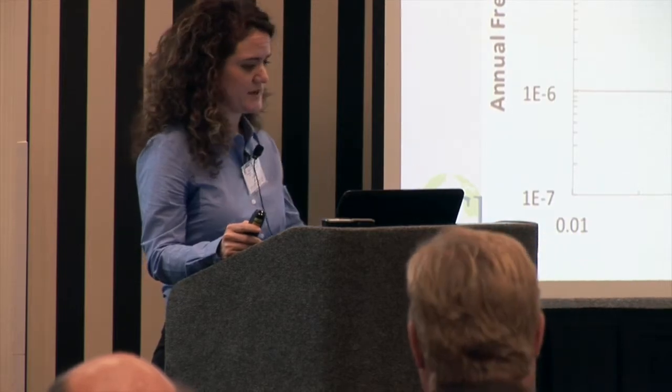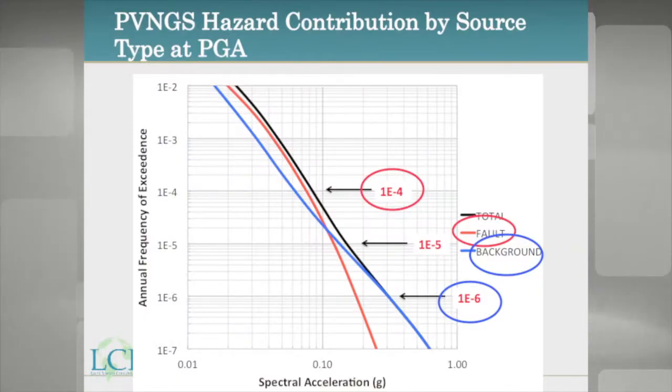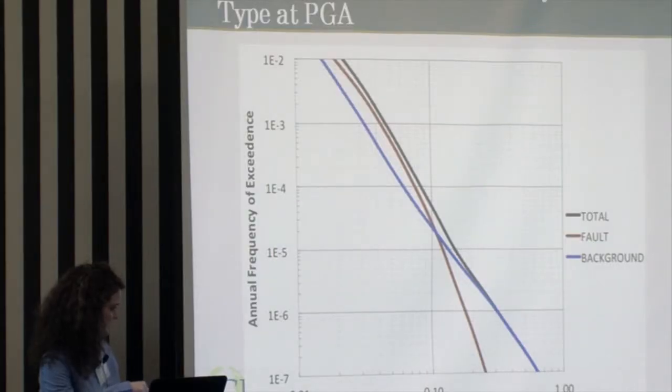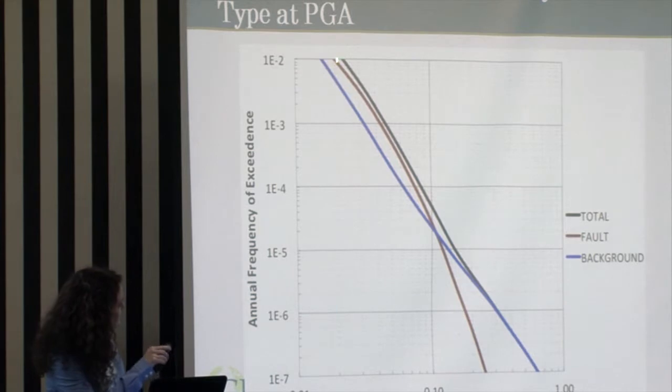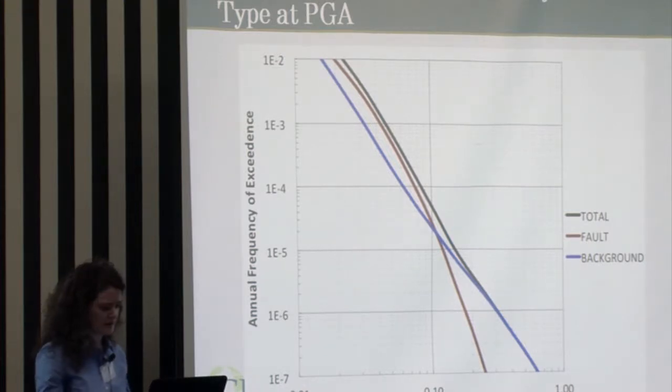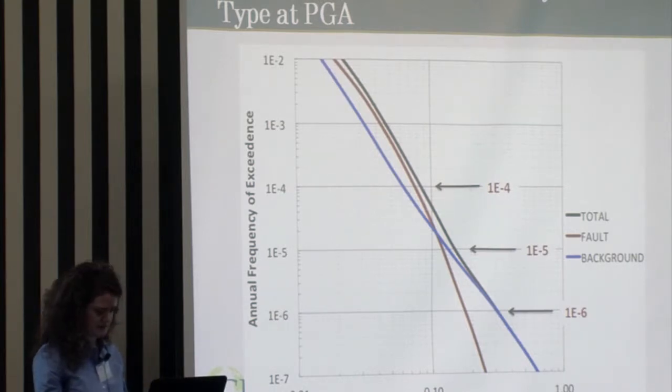To begin with, here is the hazard contribution by source type for PGA. On the y-axis is the annual frequency of exceedance, and on the x-axis is the spectral acceleration from 0.01 g to 1 g. The solid black line is the total hazard curve, the solid red line is the contribution to the total hazard from fault sources, and the solid blue line is the contribution to the total hazard from background sources. For our talk, we're concerned with the hazard in the range of 10 to the minus 4 through 10 to the minus 6, and we'll be focusing on what's going on in the hazard curves here.